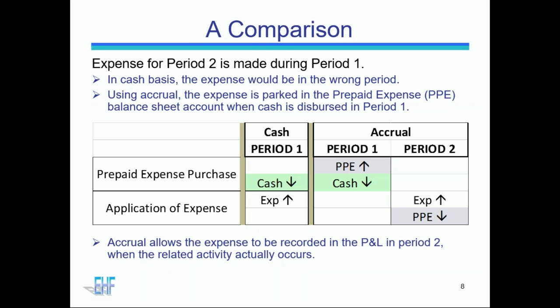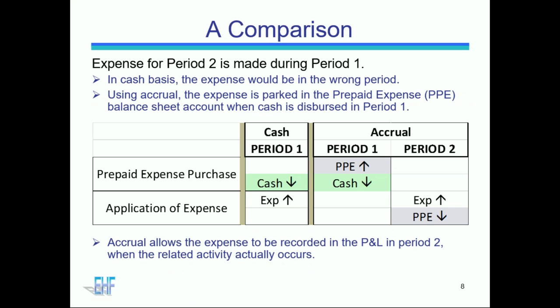In this example, an expense for Period 2 is made during Period 1. In cash basis, in the first column, you can see that the expense would be in the wrong period. The purchase is made, cash goes down, the expense goes up, but the expense was for the second period, but it hits in the first period in cash accounting. In accrual, the expense is parked in the prepaid expense account on the balance sheet when the cash is dispersed in period 1. So it's an expense waiting to happen.